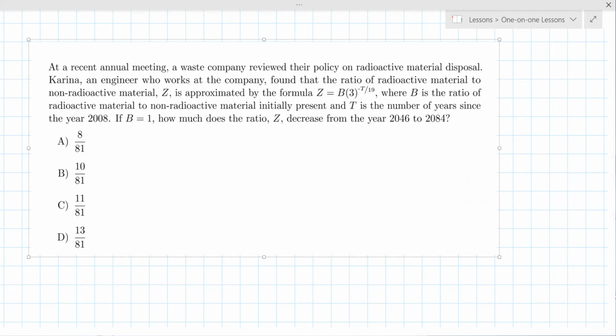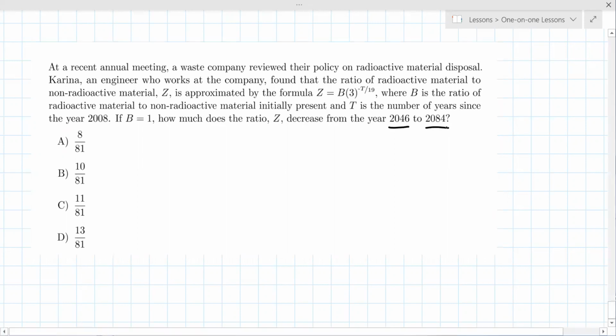All right. Okay, so at a recent annual meeting, a waste company reviewed their policy on radioactive material disposal. Karina, an engineer who works at the company, found that the ratio of radioactive material to non-radioactive material, Z, is approximated by the formula Z equals B times the quantity 3 to the power of minus T over 19, where B is the ratio of radioactive material to non-radioactive material initially present, and T is the number of years since the year 2008. If B equals 1, how much does the ratio Z decrease from the year 2046 to 2084?